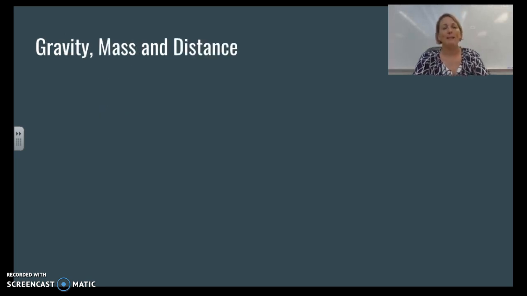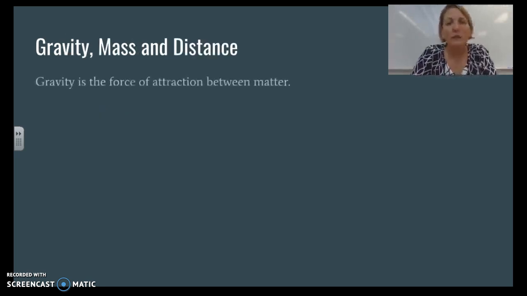So gravity, mass, and distance. Gravity is the force of attraction between matter. There's gravity holding us on our planet. There's gravity holding the moon close to us. There's gravity holding the earth in its position around the sun.